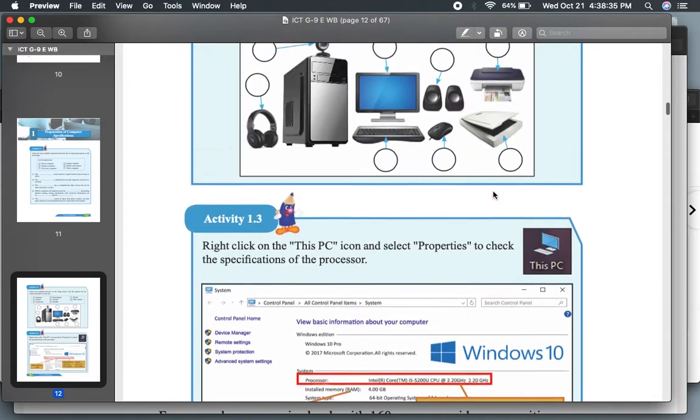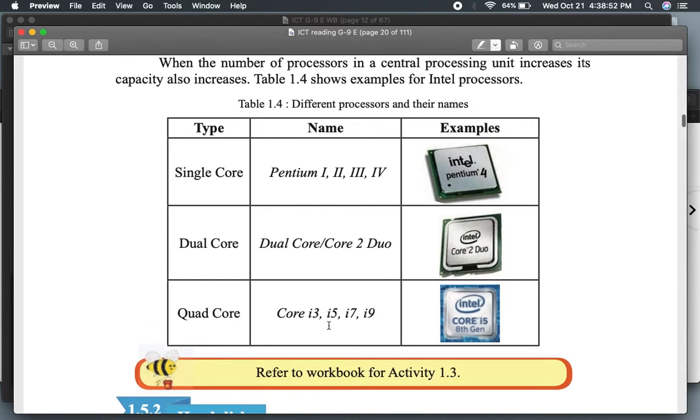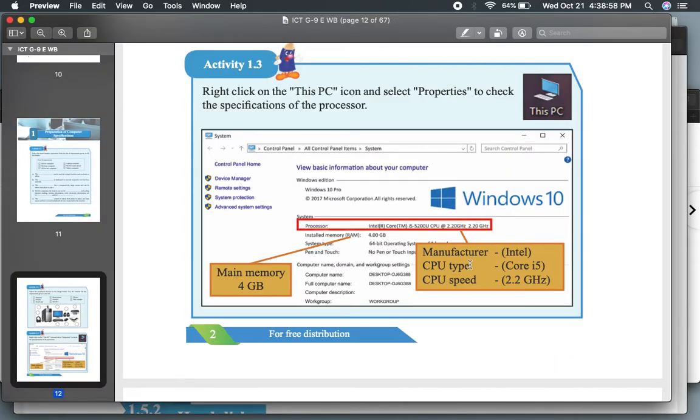So the manufacturer is listed as Intel. CPU type is Core i5. So that would be this quad-core i5. CPU speed is 2.2 gigahertz. And the main memory installed is 4 gigabytes. The RAM is 4 gigabytes.